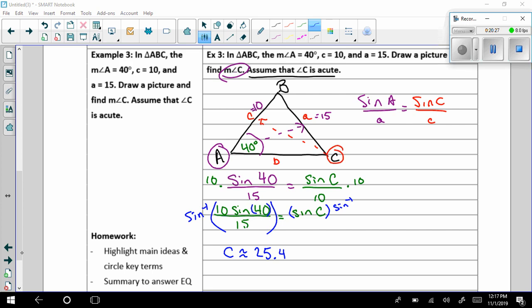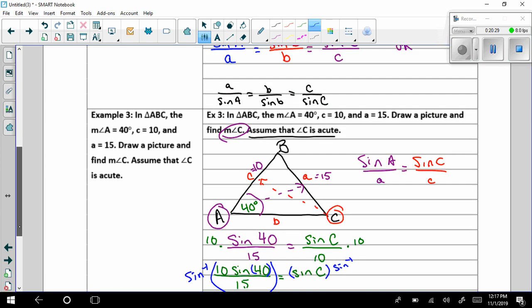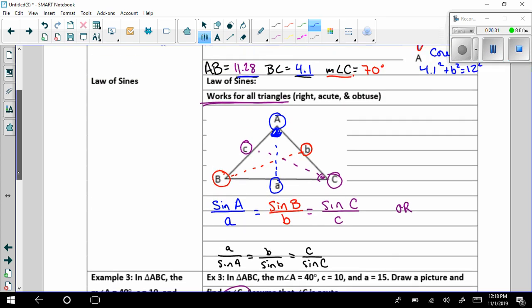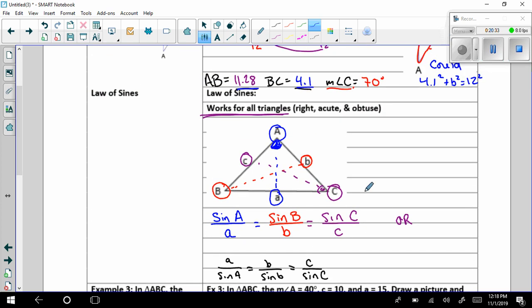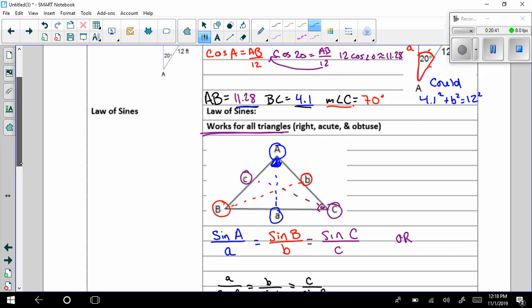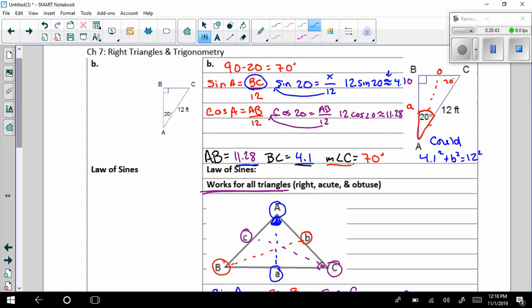Right. If you have enough information to use this, it works every time. So even with the 90-degree triangles, it would work. So that is another option. You really have to find what method works best for any given problem.